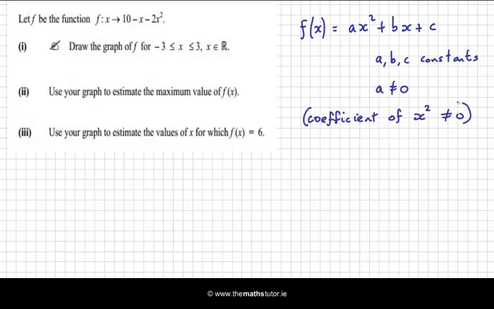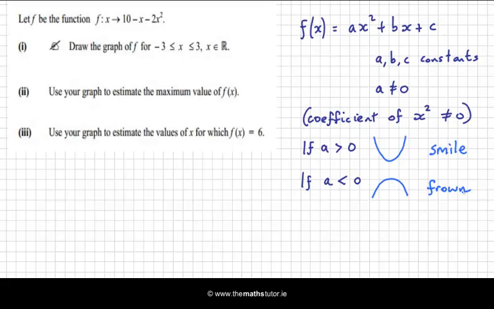Now, it is this coefficient of x squared which determines the shape of the quadratic function. If the coefficient of x squared is positive, so if a is bigger than 0, then our function looks like a smile. Whereas if our coefficient of x squared is less than 0, well then our function looks like a frown. And the way I look at it is, if a is positive, it's a smile, and if a is negative, it's a frown. So that's one way you can tell how your function is going to look.